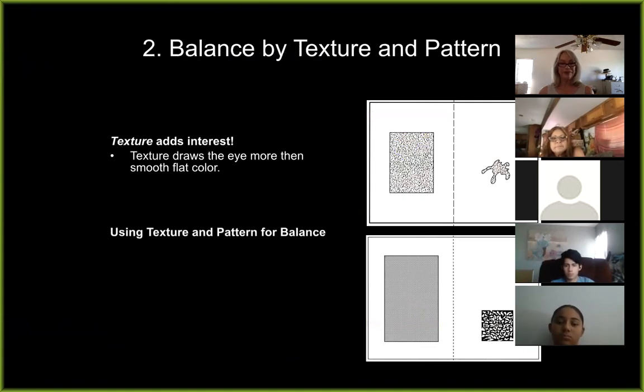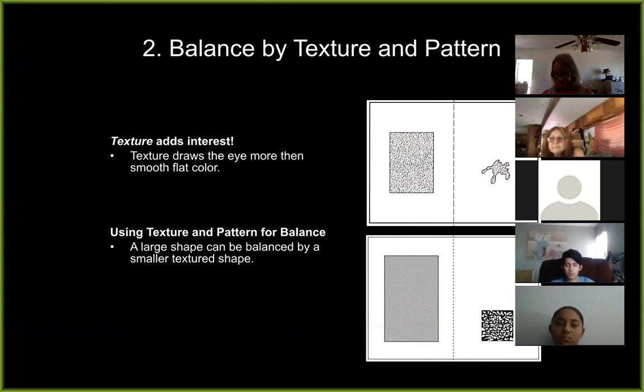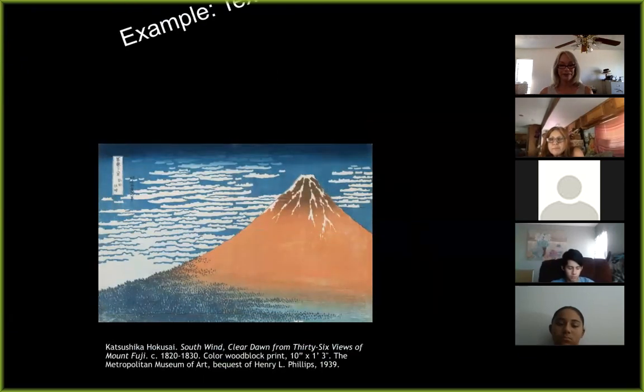Getting hung up here. So you can think of all the different ways that you could use this. There's almost an infinite variety. You can balance a large shape by a smaller textured shape. You can use texture alone. You could use shape alone. And if you have a lot of texture, you can balance that by a more complex shape. So as you can see, there's just lots of different variations there.